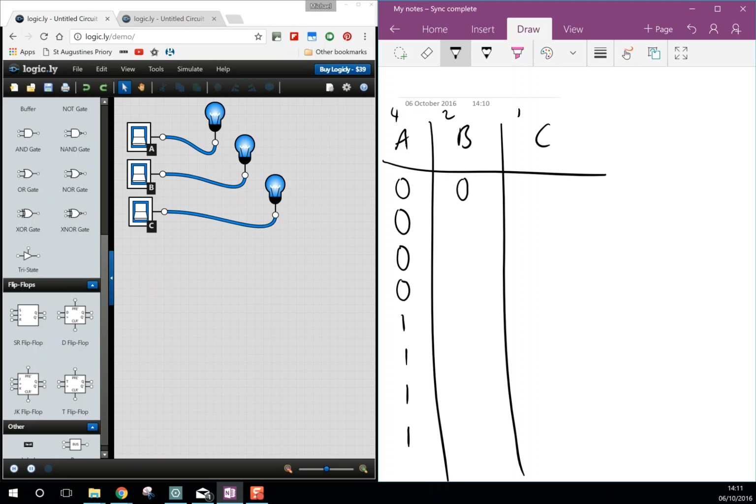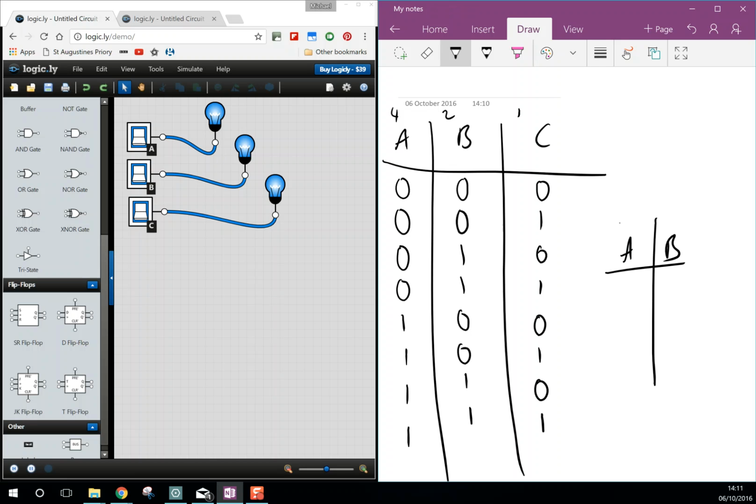In the B column, we follow the same pattern, but alternate after 2. So for example, 0, 0, 1, 1, 0, 0, 1, 1. And when we come to the C column, we're now alternating every other one. So it'd be 0, 1, 0, 1, 0, 1, 0, 1. That's a quick way of setting up your 3 input truth table. If you only have 2 inputs, the same rule applies. We use a pattern of 2, so 0, 0, 1, 1, and then we alternate it to 1. And that was in a previous video.